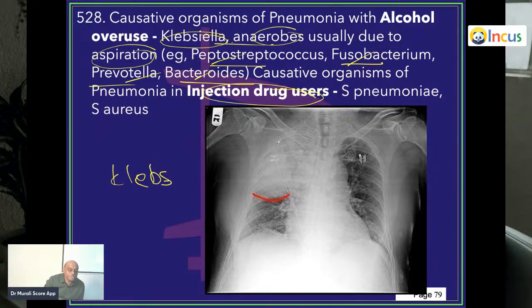Injection drug users are another special population. In them, Streptococcus pneumoniae and Staphylococcus aureus. So what is this sign called? Bulging fissure sign. At least now if you tell me it is because of Klebsiella pneumoniae, right?